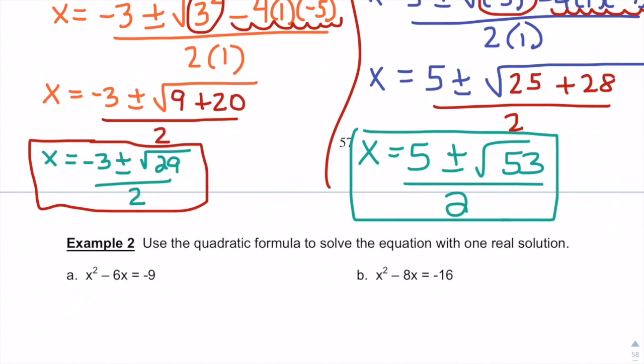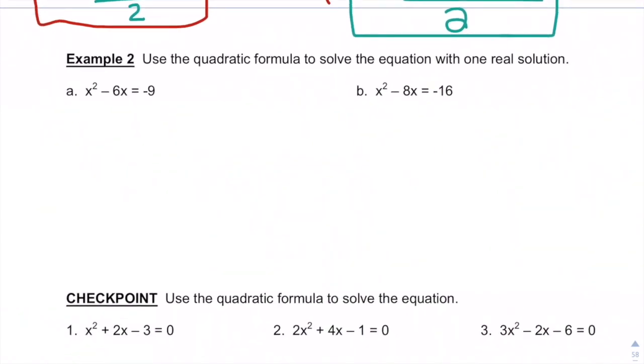So we're going to look at example 2a. See if I can get this equal to 0. If there's a negative 9 and I want it to be 0, I would add 9 to take it to the other side.